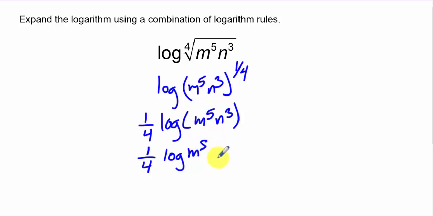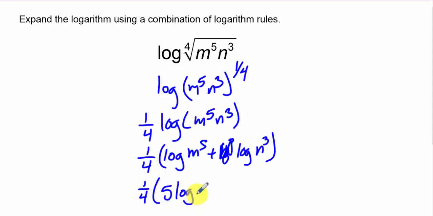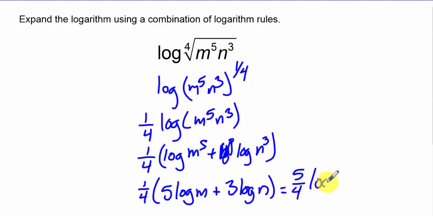M to the 5th and plus, and whoops, sorry, log of n cubed. And then I notice I have one more thing I can do. I can bring these powers out in front. So this is 1/4 times 5 log m plus 3 log n. And even cleaning it up a little more, distribute through: 5/4 log m plus 3/4 log n.